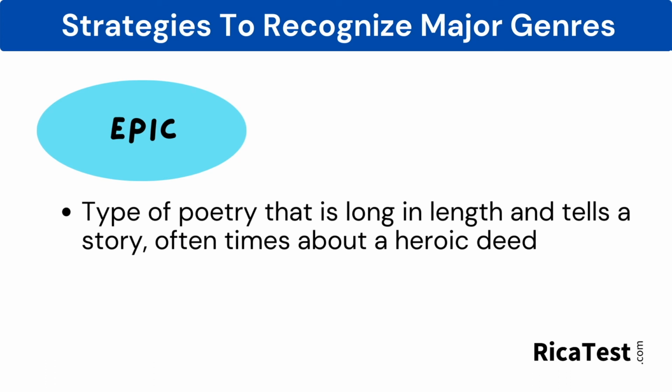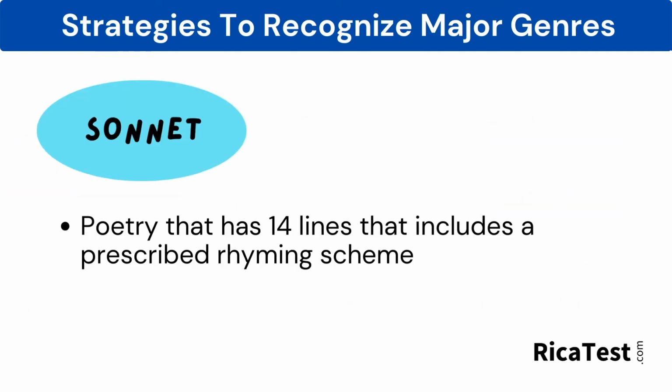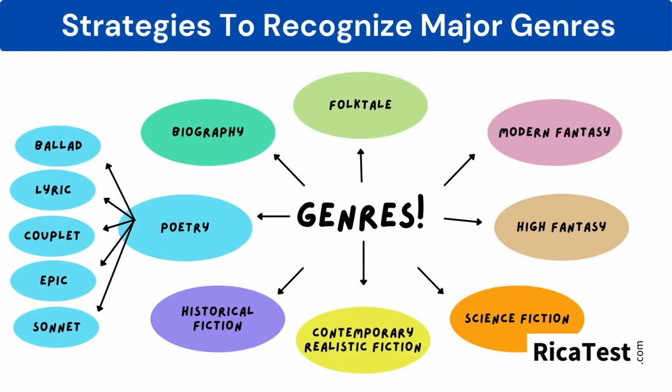An epic in poetry is a type of poem that is long in length and tells a story, oftentimes about a heroic deed. Now we have sonnet. And a sonnet is a piece of poetry that has 14 lines that includes a prescribed rhyming scheme.